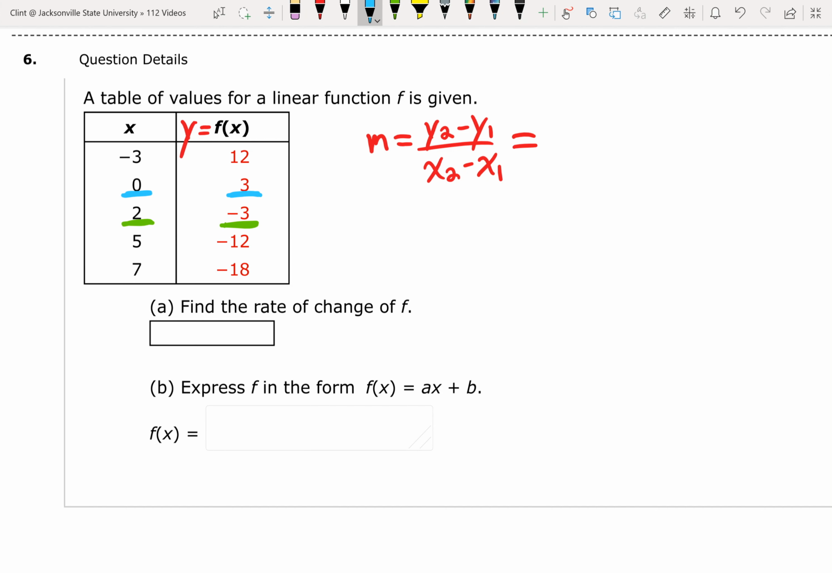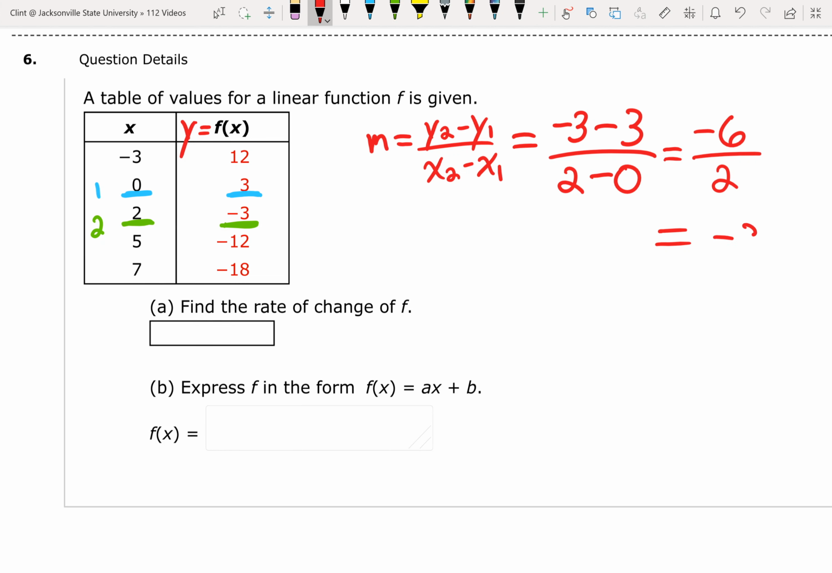It doesn't matter which one you call which, but I'm gonna call this one point 1 and this one point 2, just make sure you don't get mixed up. So y2 would be -3 minus y1 would be 3, over x2, 2, minus x1, which is 0. We just simplify, so -3 minus 3 is -6. 2 minus 0 is 2. -6 over 2 simplifies to -3. So our rate of change here is -3.